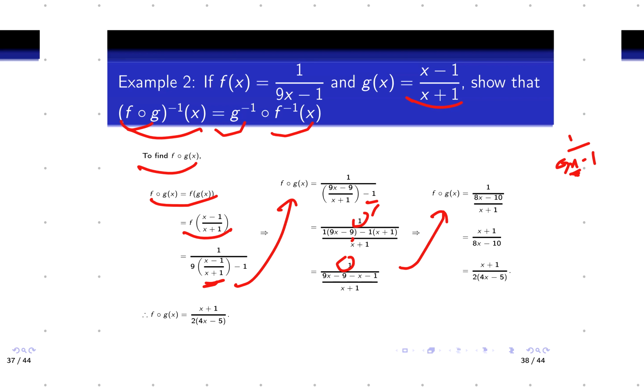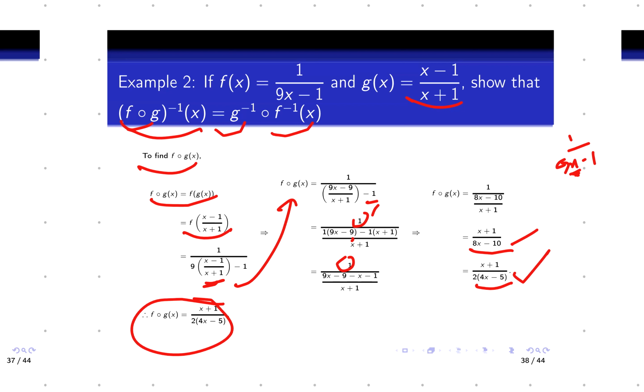So x plus 1 automatically goes up. It's more like you have 1 divided by 8x minus 10 all over x plus 1. So that will be 1 times x plus 1 all over 8x minus 10. So that's why you have x plus 1 all over 8x minus 10. Okay, so you have this. And then the next thing is to tidy things up a bit. So 2 is common here. So you have 2 into 4x minus 5. 2 goes in 8 4 times, and in minus 10, 5. So you see that f of g of x is settled: x plus 1 over 2 into 4x minus 5.